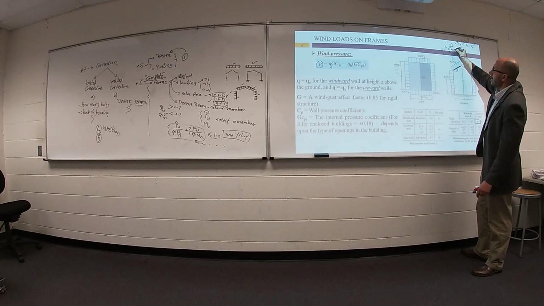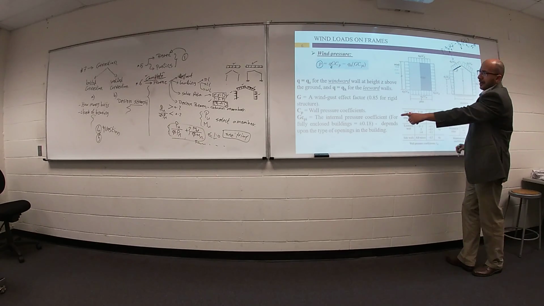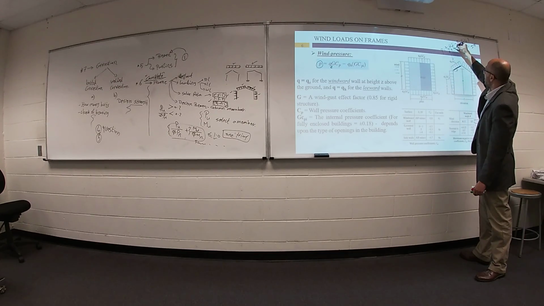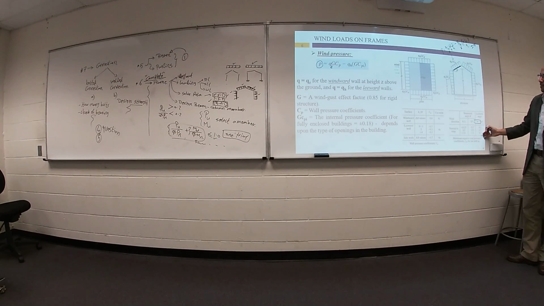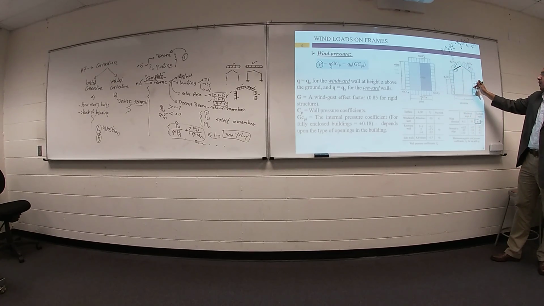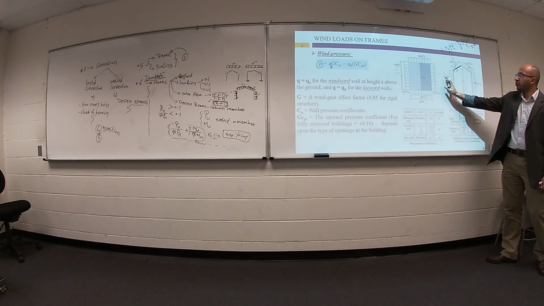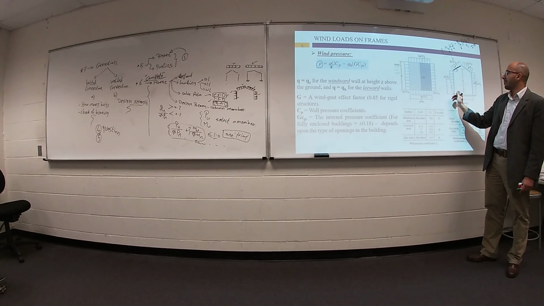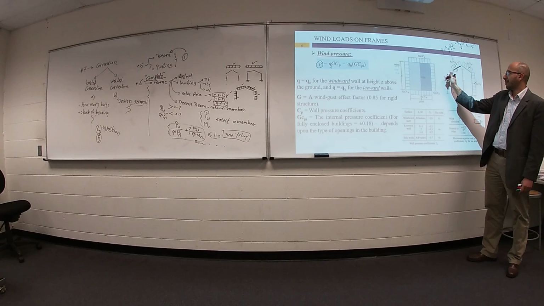QH G 0.85 wind gust, CB from your table. So I can figure out what's this value, what's this value, what's this value. But for this one, if you have different value of QZ, you have different value here.